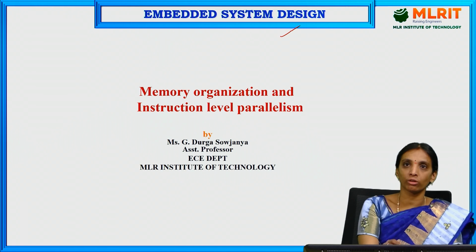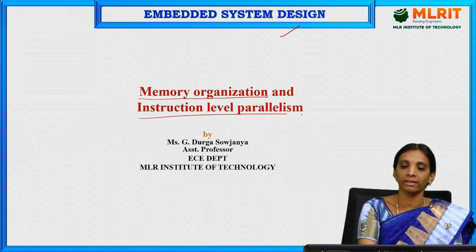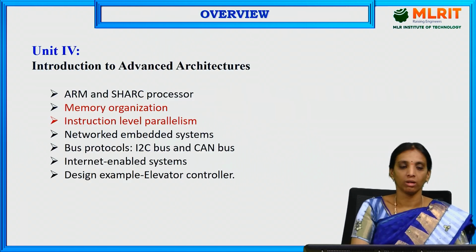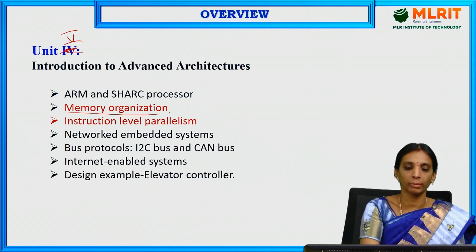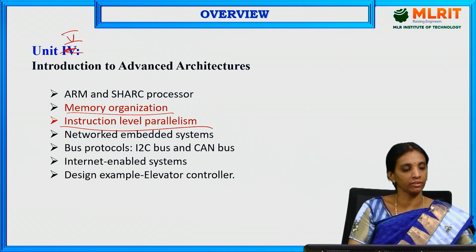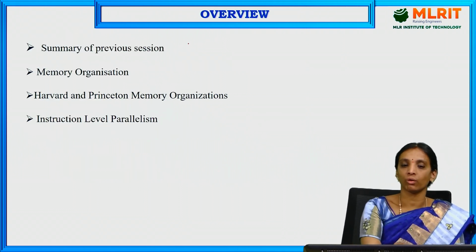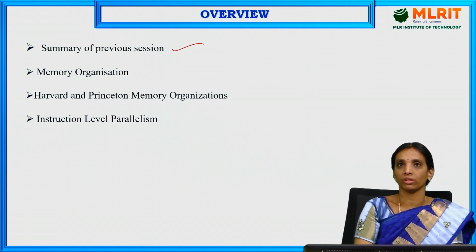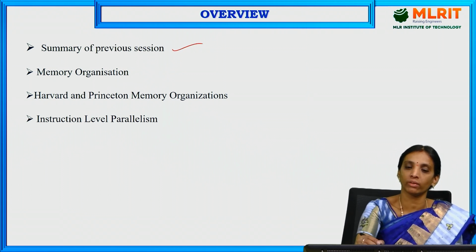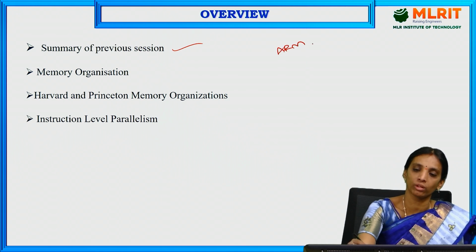Here our today's topic is Memory Organization and Instruction Level Parallelism. This comes under Unit 5, which is Memory Organization and Instruction Level Parallelism. In the overview of today's session, first we have to see the summary of the previous session. In the previous session, we discussed ARM processors.